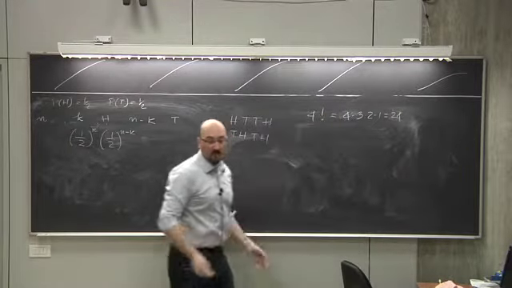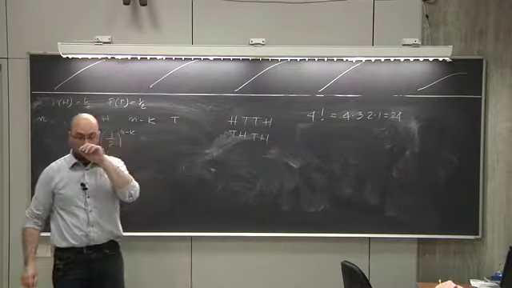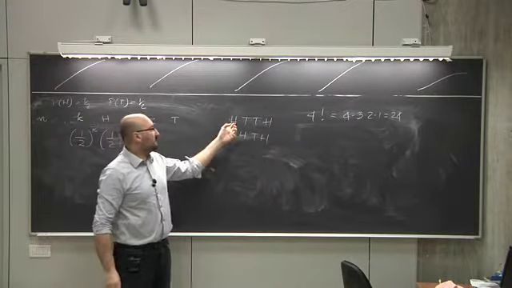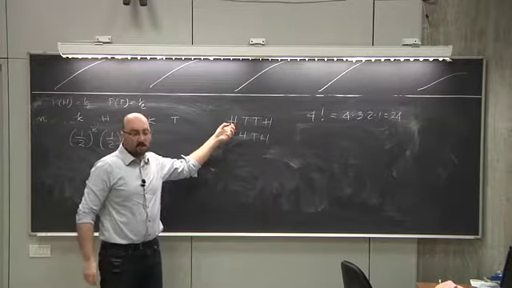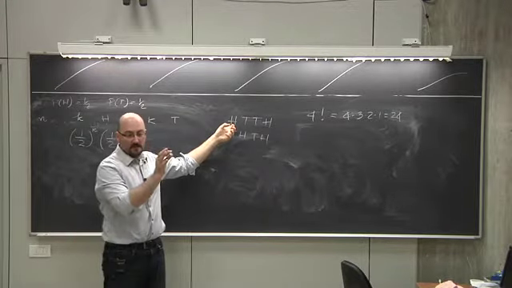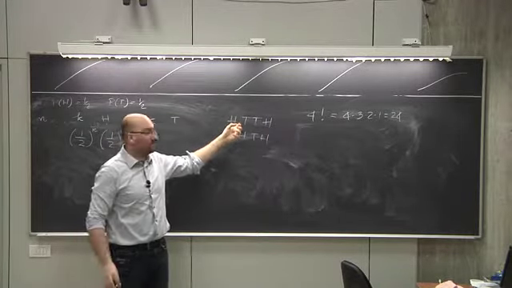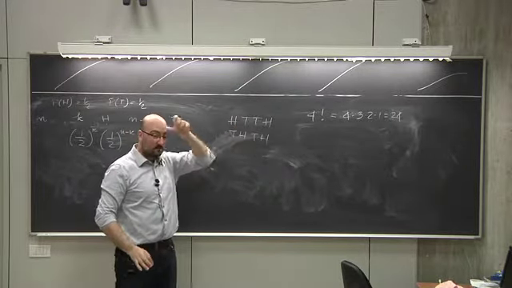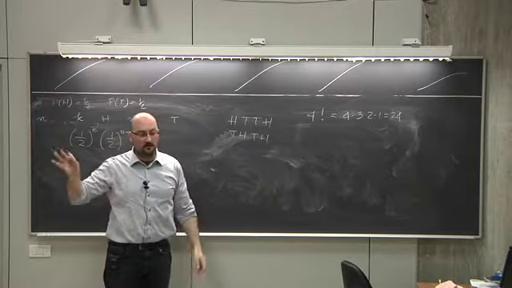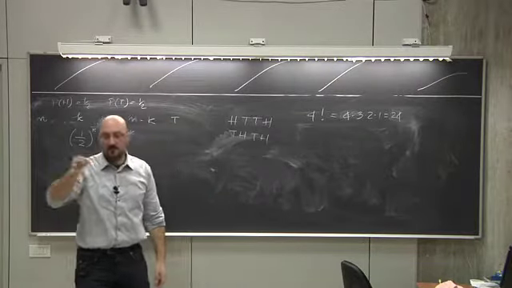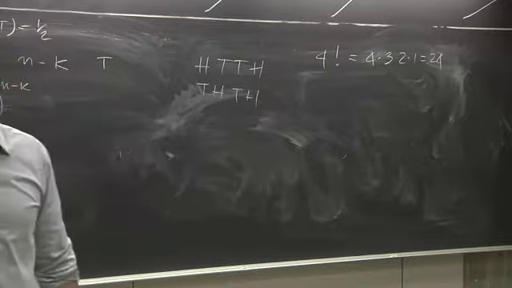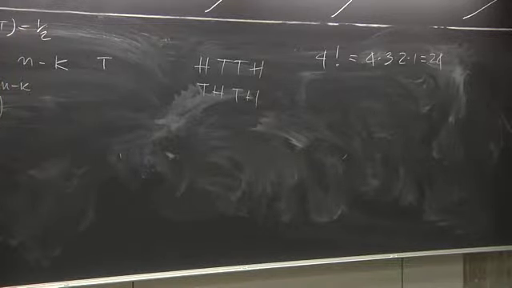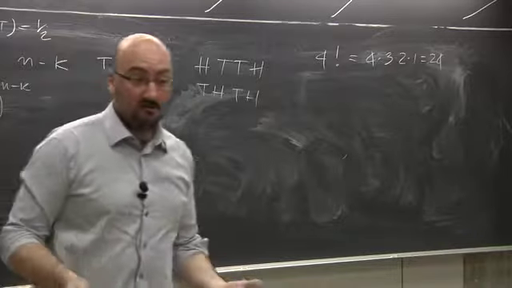So the total number of possible permutations is 24. Why? Because I can choose the first object as I wish. I decide it. Then I'm left with n minus 1 objects, and I decide the position of the second object, and so on and so forth. So I have n times n minus 1 times n minus 2, and so on, until I cannot do that anymore. So the total number of configurations is 4 factorial.